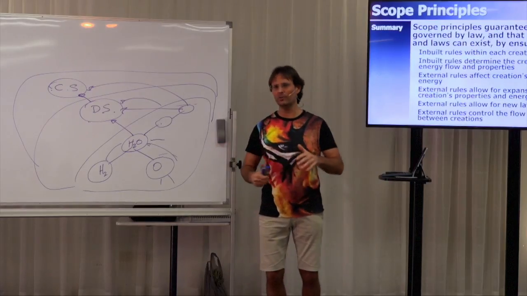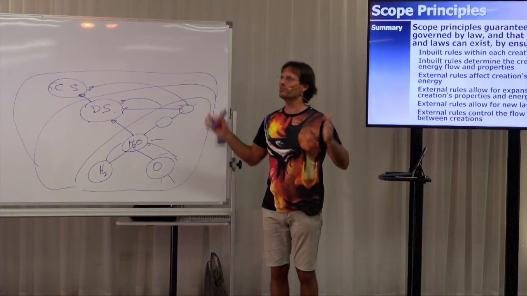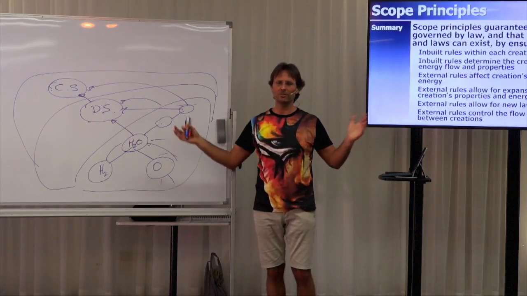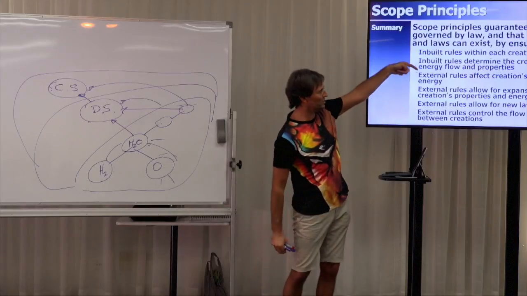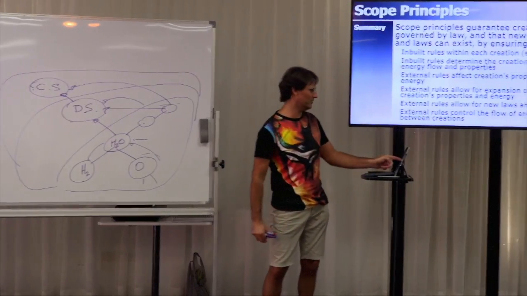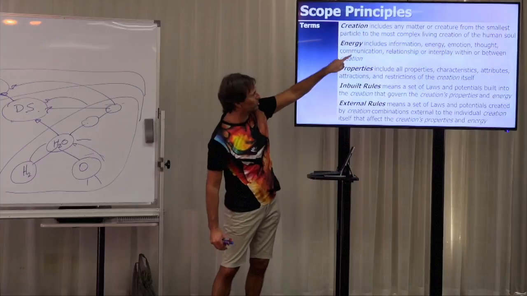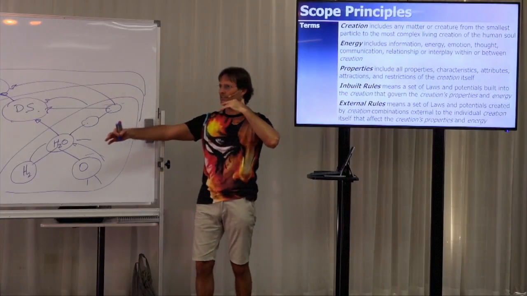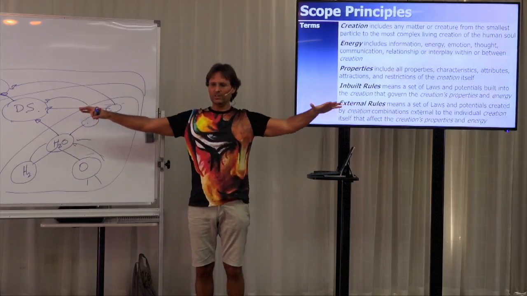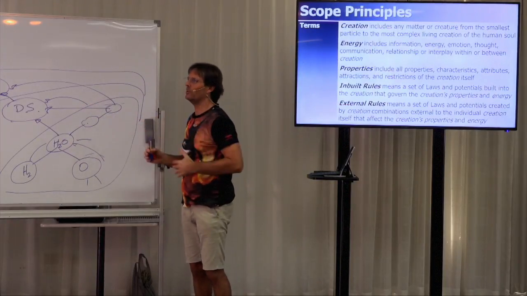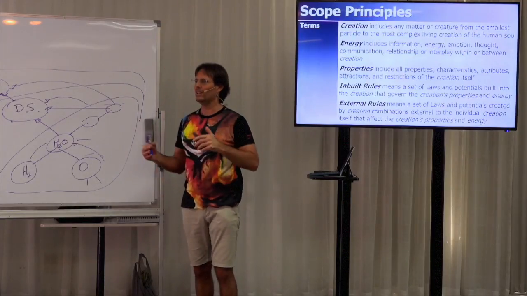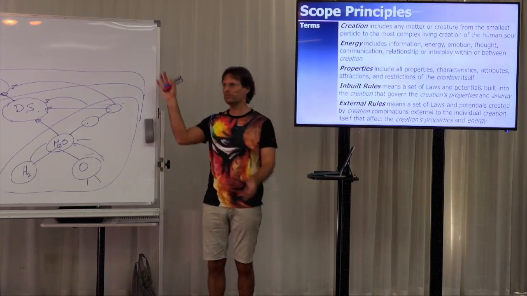So while there's no greater creation, like a group of human souls as a creation, the group of human souls have the ability to communicate with each other through the different energies. Remember, we defined energy in the definition section as including information, energy, emotion, thought, communication, relationship or interplay. All of those things can affect one person, but only because the soul has the ability to absorb those energies. Can those energies be the ant or the tree too? Yep, anything up to a human soul.